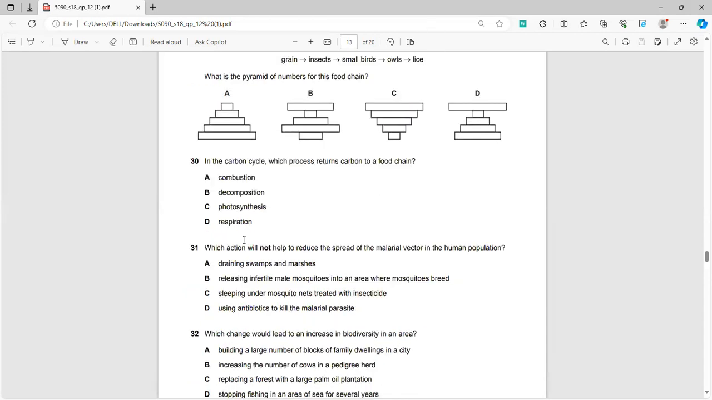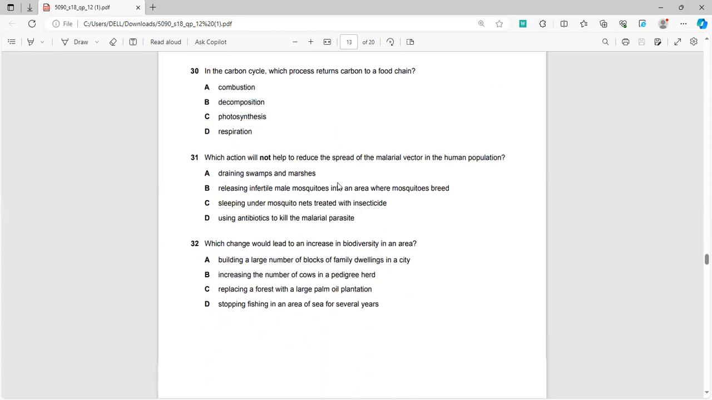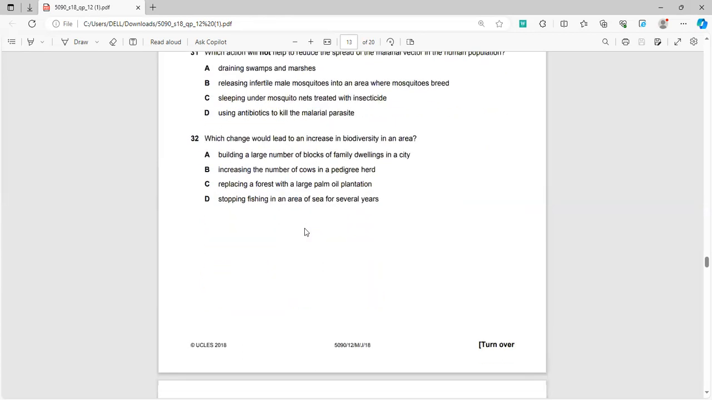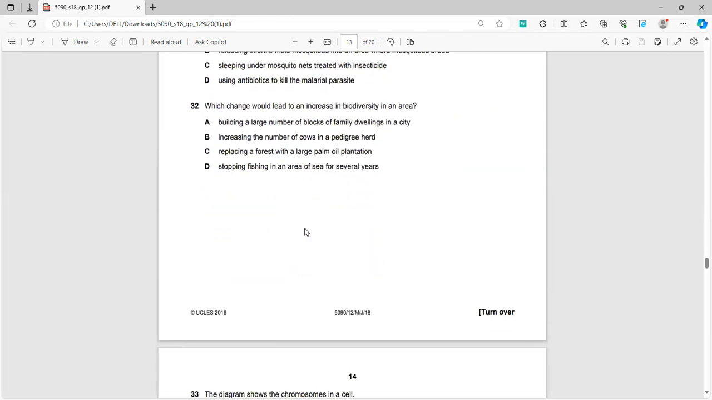In the carbon cycle, which process returns carbon to a food chain? It's the process of decomposition. Question 31. Which action will not help to reduce the spread of the malarial vector in the human population? Using antibiotics to kill the malarial parasite. Sleeping under mosquito nets. All three of these options will help, however, not using antibiotics, since malaria is a viral disease and antibiotics have no effect on it.